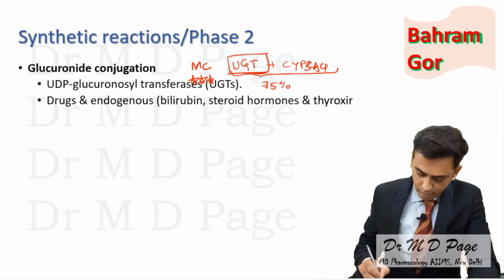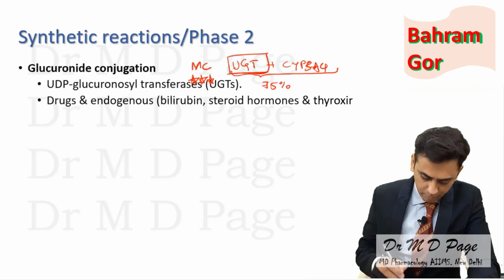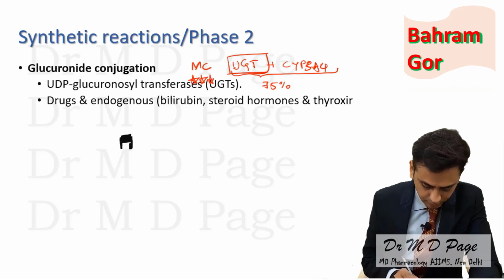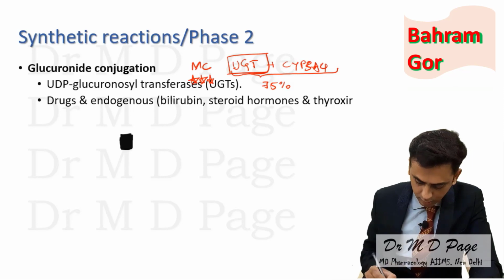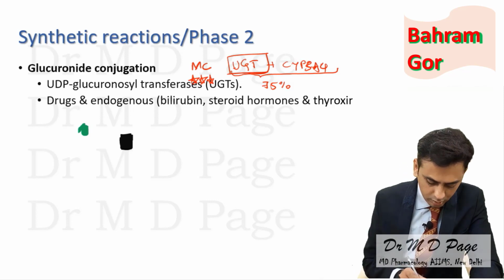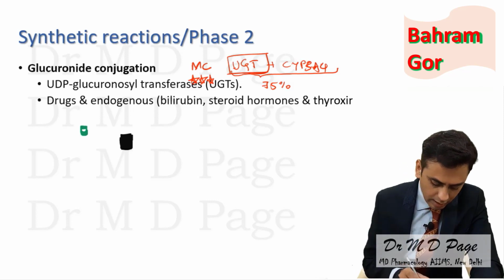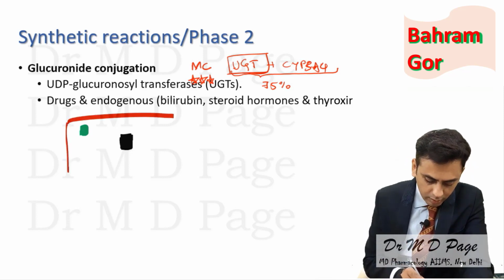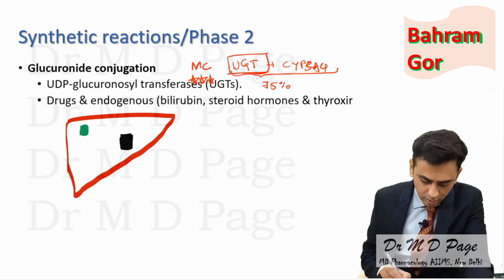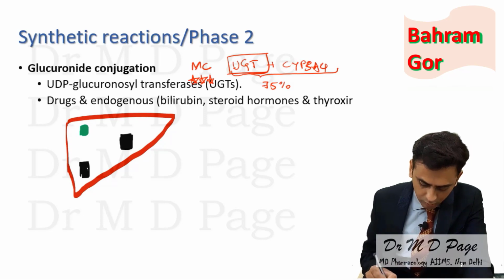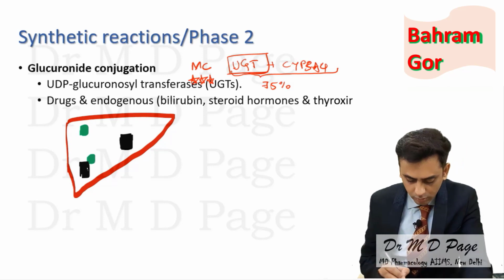Now what we will see is what happens. Consider this is the drug, and this is glucuronide. Where is it happening? In the liver. What happened? The drug got conjugated with glucuronide.